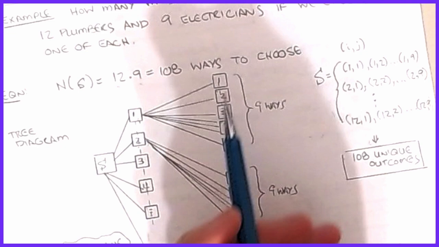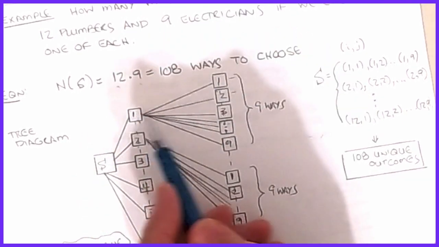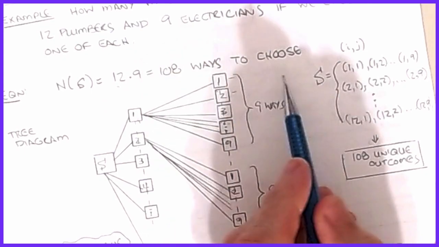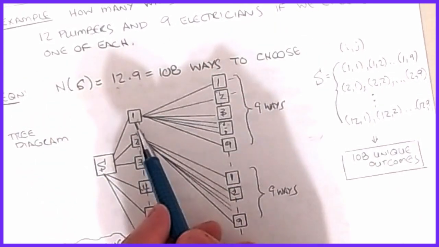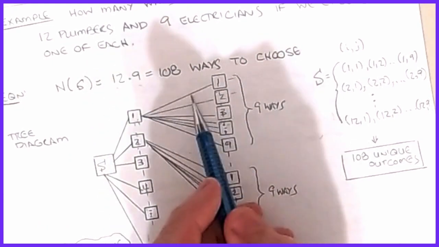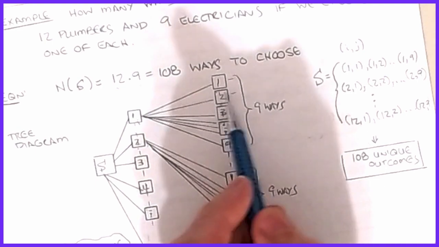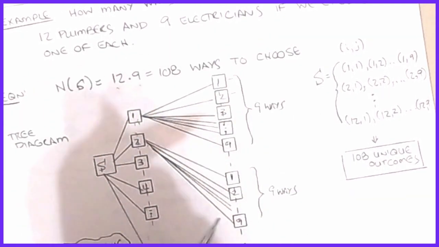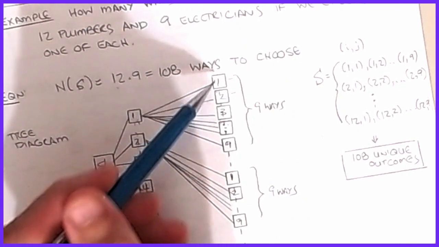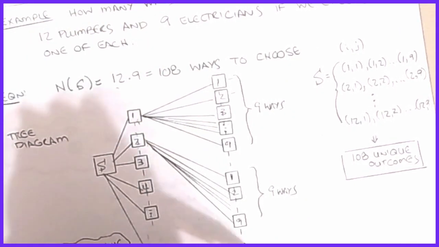Then these all give me unique paths and unique outcomes. When I come out the far side here, each one of these paths becomes a unique outcome within this sample space. Number one plumber, number one electrician, that's one outcome. Number one plumber, number two electrician, that's another outcome. We can start to map these things. If I repeated this process for all 12 of these, there would be 108 different outcomes when all is said and done.